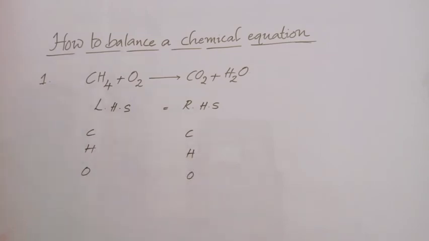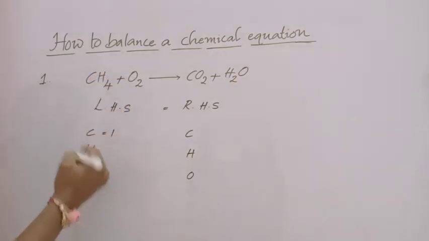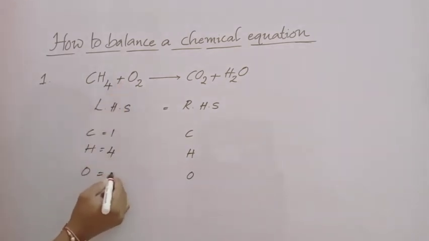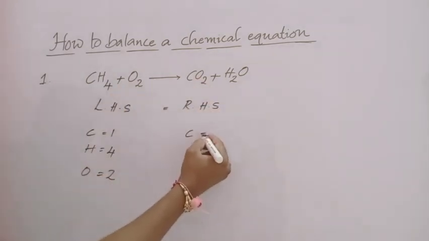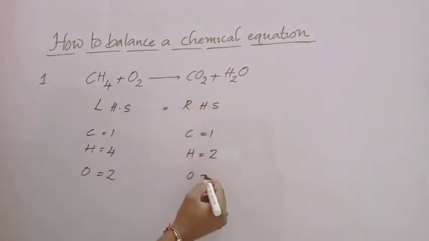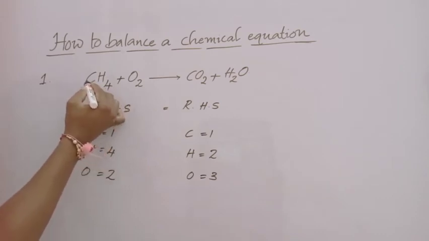First, count how many atoms are present. On the left, carbon is 1, hydrogen is 4, oxygen is 2. On the right, carbon 1, hydrogen 2, oxygen 3. Before you balance the chemical equation, you don't change the superscripts. You only change the coefficients before the symbols.